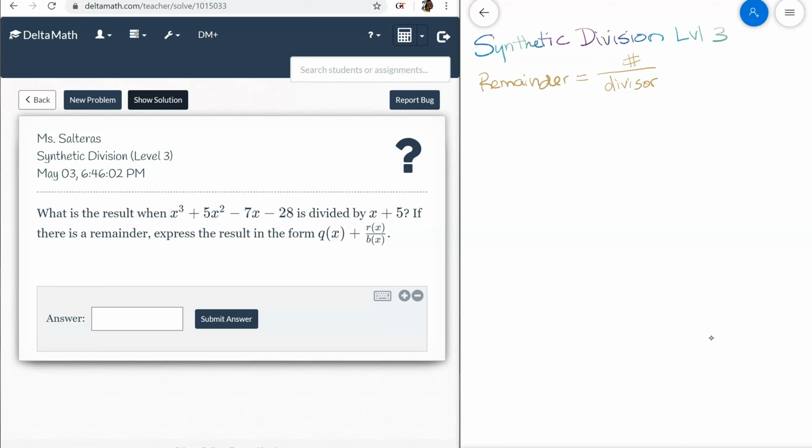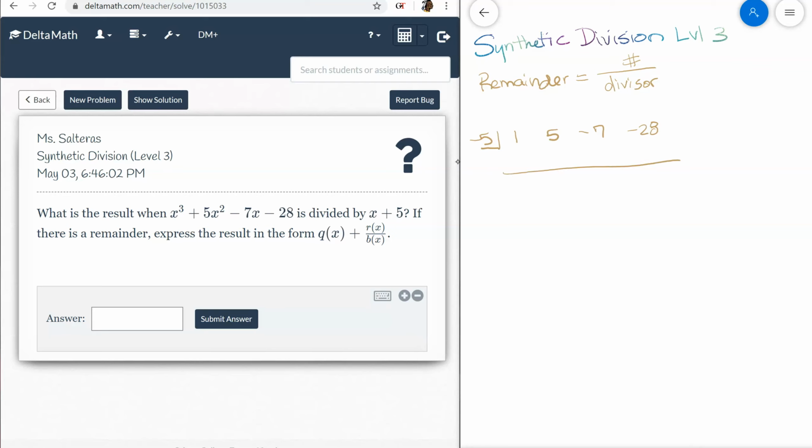All right, so let's just delve right in. So again, my little box where I'm going to multiply from, opposite sign from your divisor. So it's x plus 5. This is going to be negative 5. All right, my coefficients. So it's 1 is 1x to the third power, 5, negative 7, negative 28. I'm not missing any exponents, so I can just write the coefficients that I see.